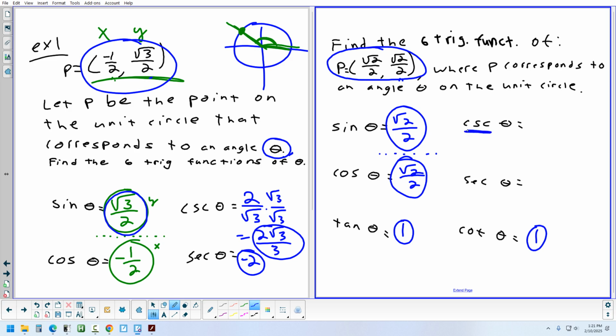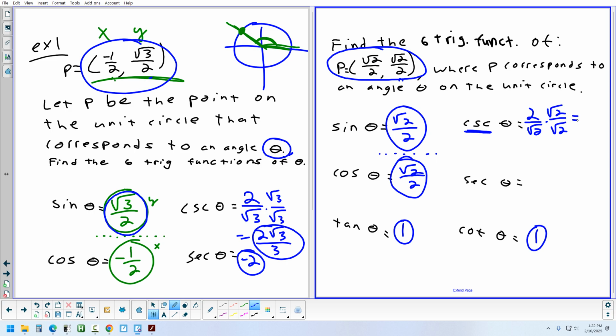How am I going to get the cosecant? Flip the sine. What's my first step when I flip the sine? You don't have to fix it, just tell me what you get. 2 over the square root of 2. Okay. And now, how are we going to fix that so we don't have the square root on the bottom? Multiply square root of 2, top and bottom. Yep, multiply the top and the bottom by the square root.